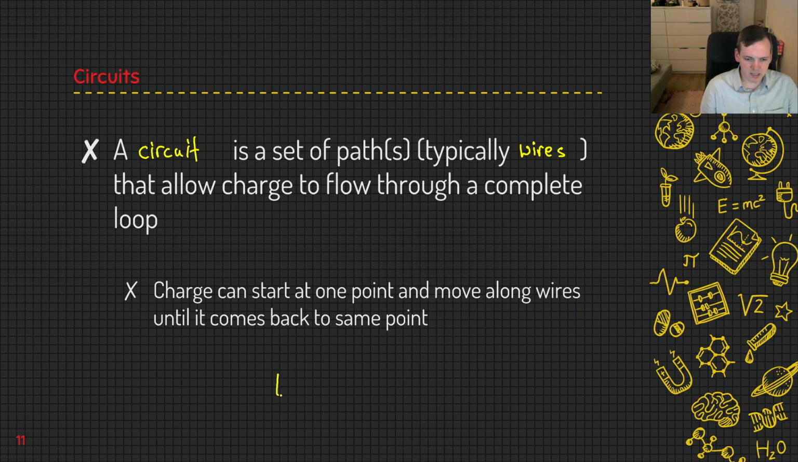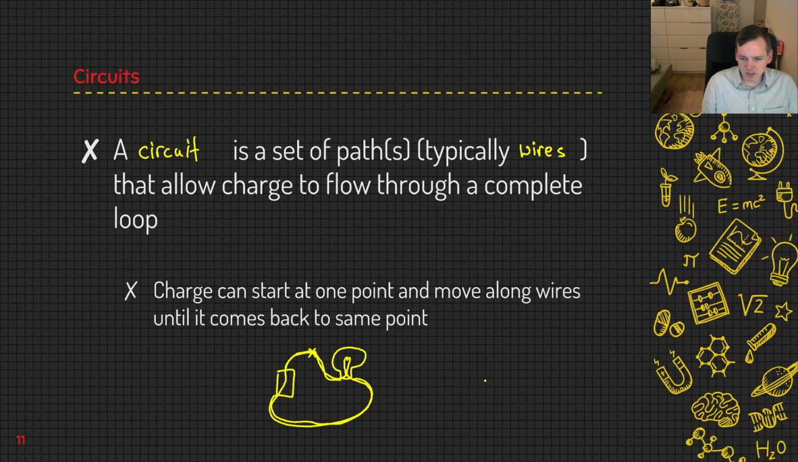Your most basic circuit would be something like a battery connected up to a light bulb, connected back up to the battery. If I have a piece of charge starting here and it moves along, it can go into the light bulb, through the light bulb, come back out, go through the wire, through the battery, and back to where we started. So that's an example of a circuit.